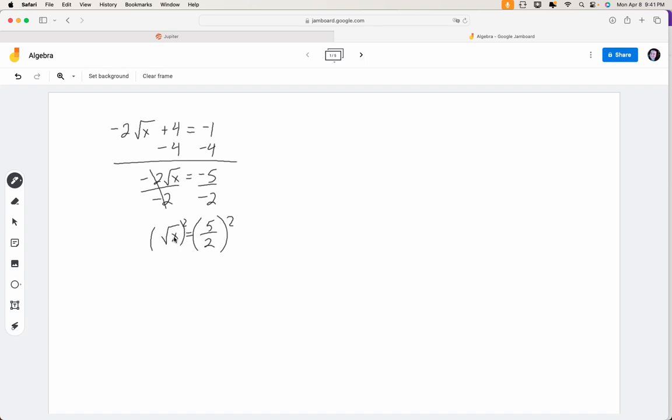So squaring this, square root of x times square root of x equals x. And this would be 25 over 4, because 5 times 5, it would be like 5 over 2 times 5 over 2. 5 times 5 is 25, and 2 times 2 is 4. So x is equal to 25 over 4.